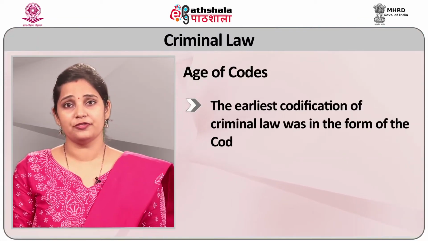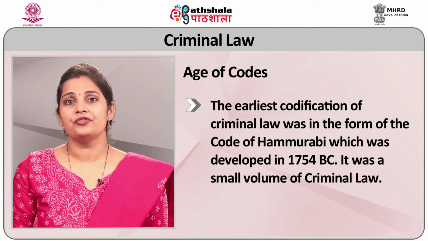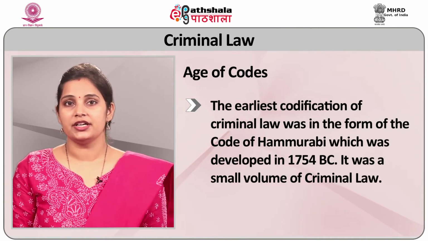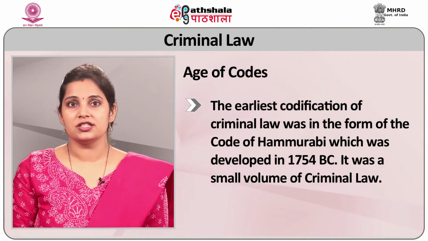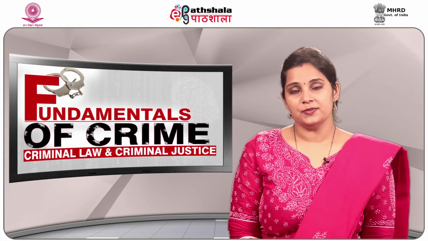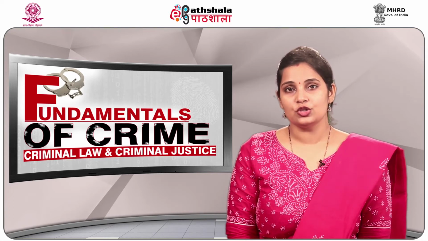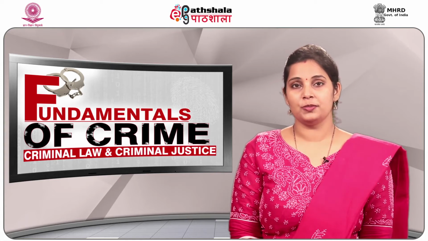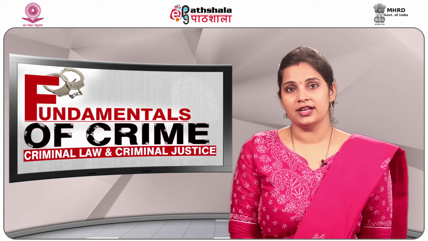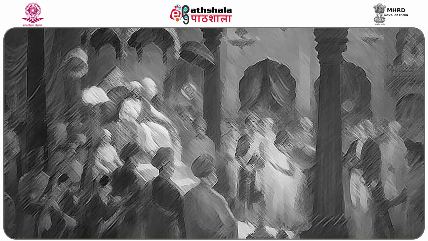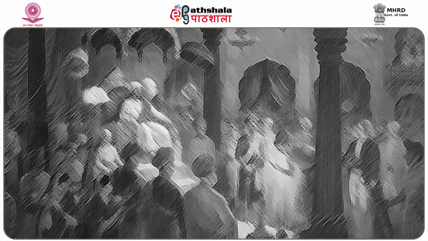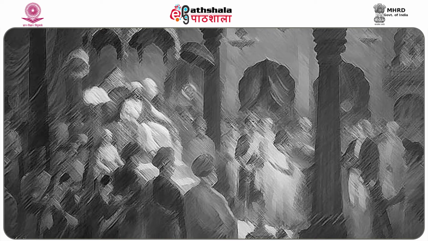The earliest codification of criminal law was in the form of the Code of Hammurabi, which was developed in 1754 before Christ. It was a small volume of criminal law. There was more emphasis on civil wrongs in this codification, with some antisocial acts being given the status of crimes. So crimes, as we see, are a development in the law in terms of their seriousness. Those wrongs in early societies which were considered more serious than other wrongs started acquiring the status of crimes. The degree of seriousness of these acts also determined whether or not they received the status of crimes.